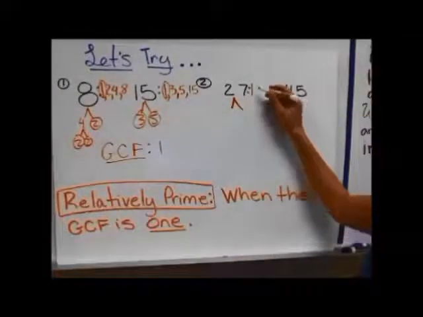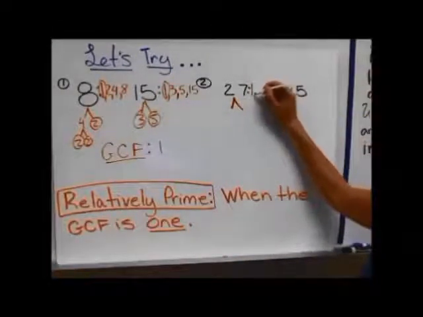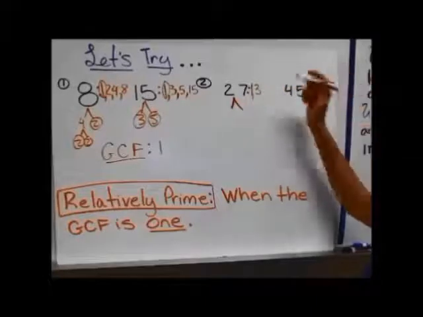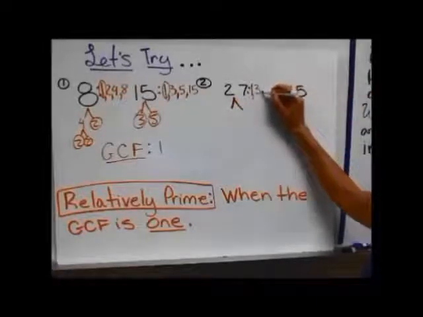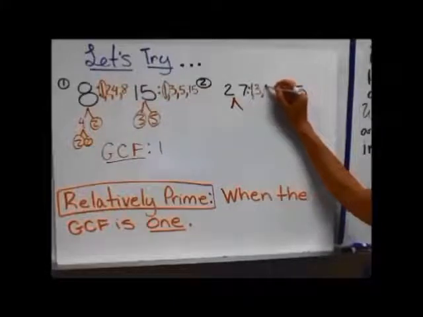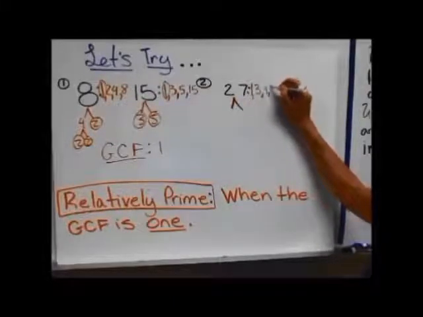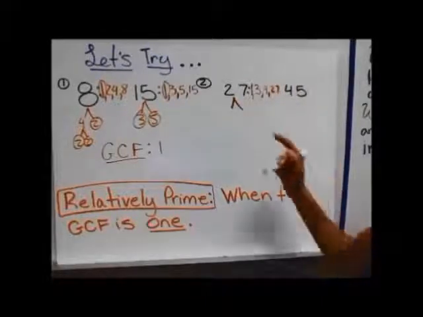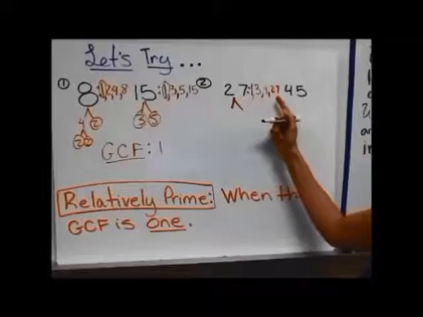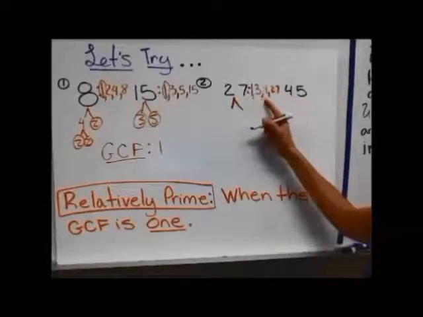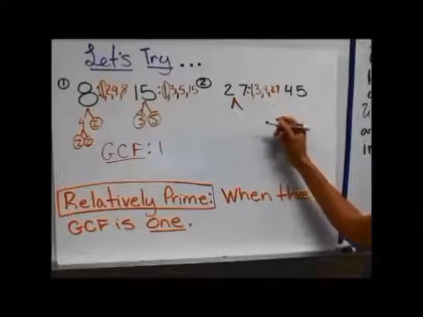But I know 1 is a factor of 27. I know 3 is a factor because of my divisibility rules. I know that 9 is a factor. I know 27 is a factor. 1, 3, 9, and 27 are the factors for 27. So 27 has 4 factors.